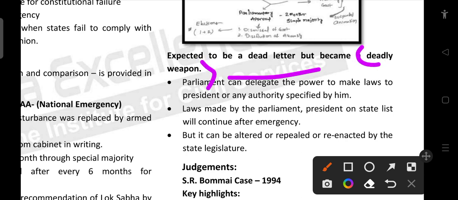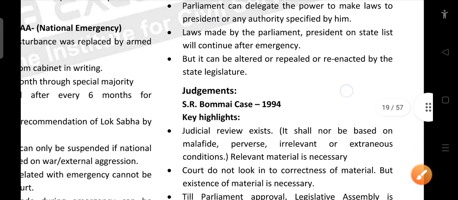Parliament can delegate the power to make laws to the President or any authority specified by him. Laws made by the Parliament or President on the state list will continue even after the emergency. But they can be altered, repealed or re-enacted by the state legislature. So, during that particular President's rule period, if Parliament enacts a law, it will continue even after the President's rule. But then the state legislature, after coming to power again, can either alter or repeal it. Now, what are the various judgments?